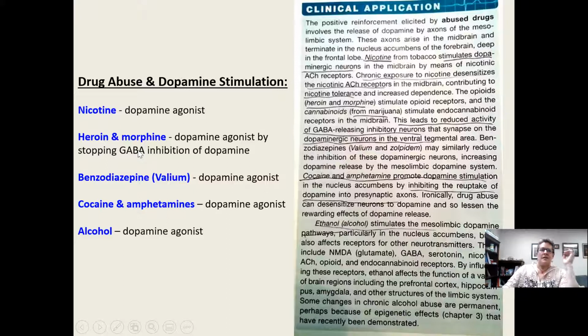Okay, and these particular drugs are dopamine agonists, and they stop GABA inhibition of dopamine. That's how they seem to work. But just remember, dopamine agonist. Valium, the muscle relaxant, is a dopamine agonist. It's also an agonist to GABA. But so people can become addicted to these muscle relaxants. Cocaine, methamphetamine, crack, amphetamines, all those things are dopamine agonists, as is alcohol. And use of all of these substances over time can lead to psychological addiction.